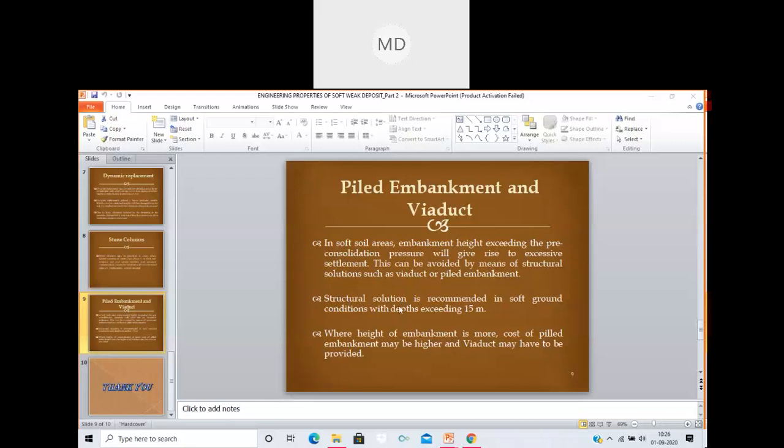Okay, then where height of embankment is more, cost of piled embankment may be higher, and viaduct has to be provided. That's what, the height of embankment we cannot provide much in case of soft deposit. That is what.